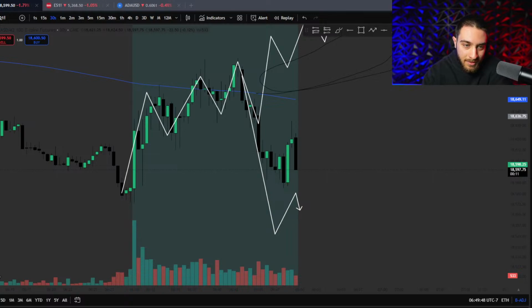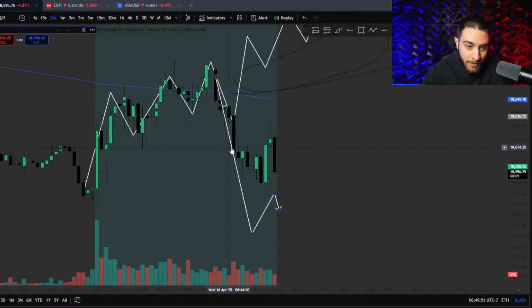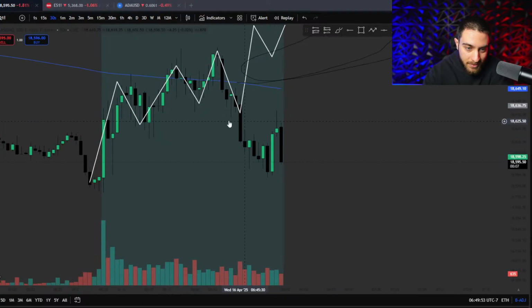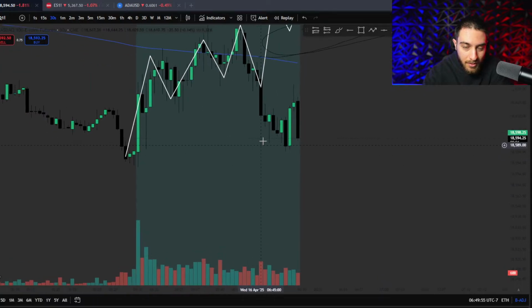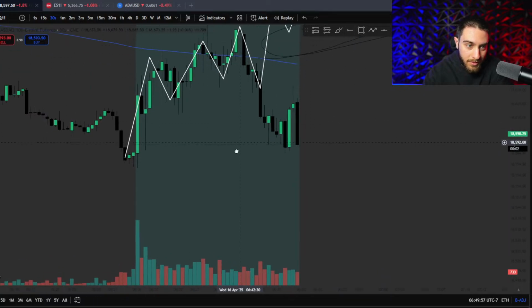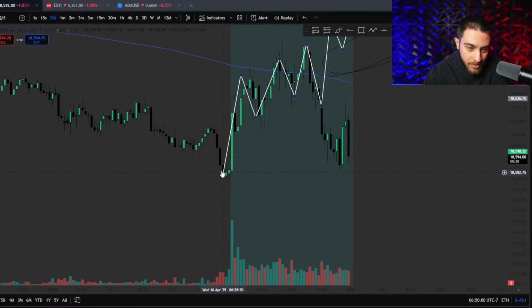Okay, see, we did get that move down, and we are getting a momentum candle right now, but I'm not gonna enter off this because I need to see this fall below. I need to see this fall below this low for us to look for shorts. Because right now we're still above this low. This is a higher low right here.